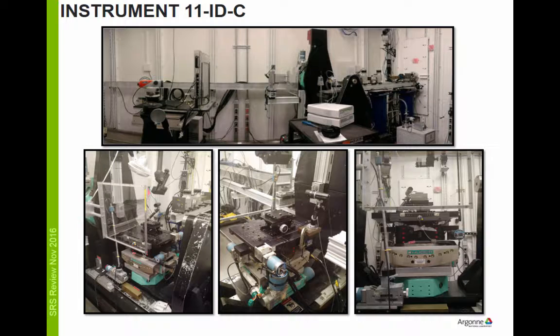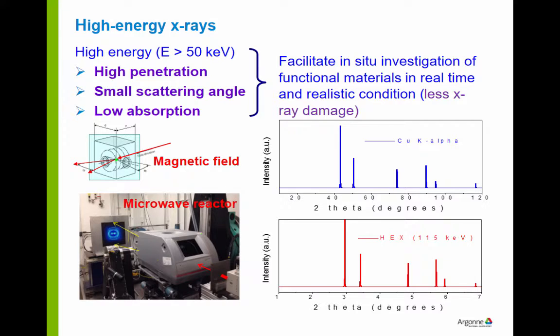So even though we do not offer custom-built in-house designed sample environments, users can actually bring and use bulk, robust environments of their own, and we can accommodate environments like a microwave reactor, which can sit on the stage. We can centre it, we can align it, and the highly penetrating high-energy X-rays offer access to a large d-spacing range even with a slight opening of 7 degrees, which is required for the microwave.